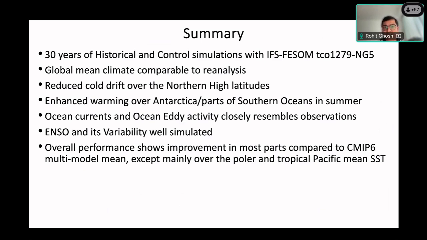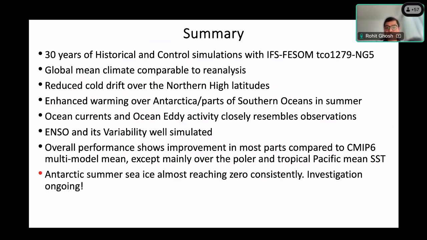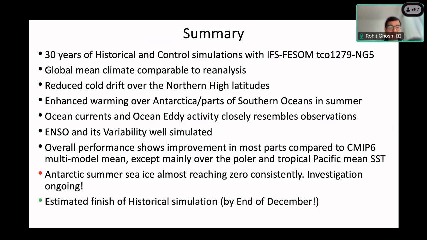If the polar regions start getting green, the score might go to half, 0.5 or so, which would be really good compared to what we have seen before. So mainly we will try to investigate what's happening in the Antarctic summer ice, why it's reaching zero. And for the estimated finish, if everything goes well with the supercomputing system and everything, then by the end of December we might have the whole historical simulations, and hopefully we can all have a look by the time of our General Assembly.